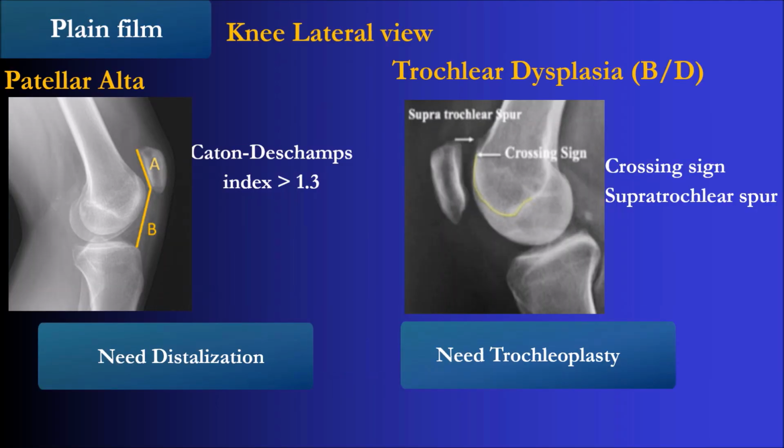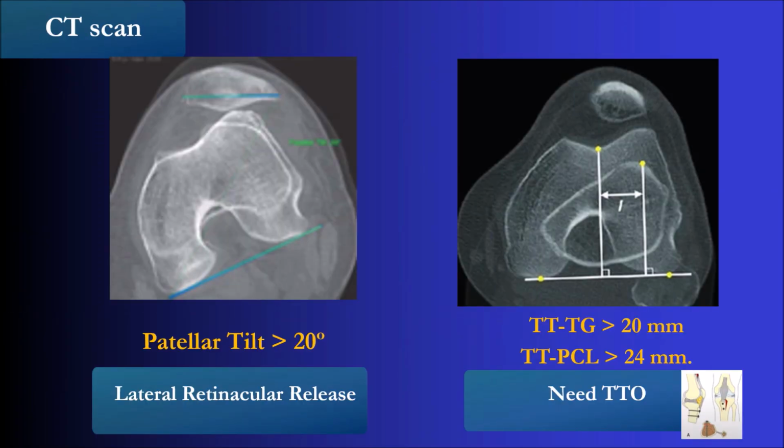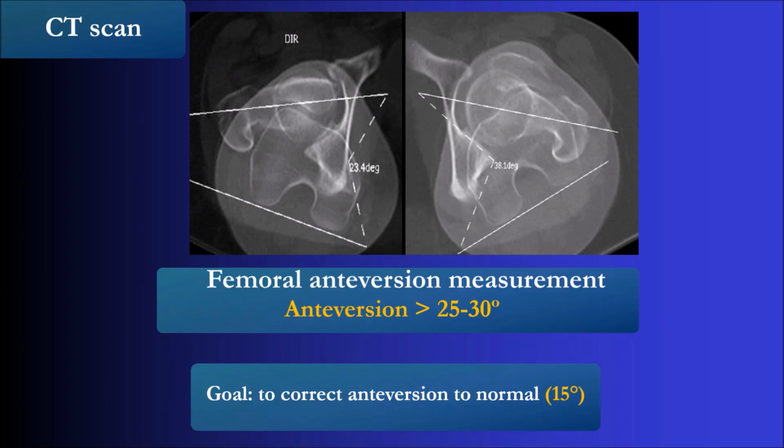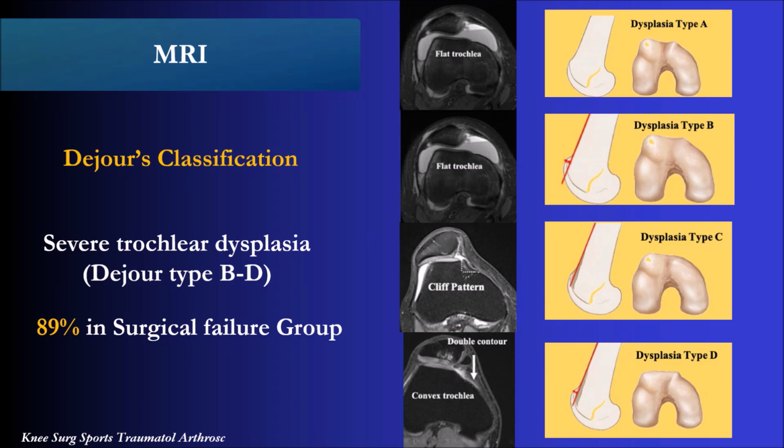Yeah. X-ray, Andre already told you, right? You need to remember everything, and you need to make a good measurement. Caton-Deschamps is standard, more than 1.3, and if you have trochlear dysplasia type B or type D, you need to do the trochleoplasty. CT scan, okay, look at the lateral tilt, more than 20, or the TT-TG more than 20, then you need to correct the bone also. Yeah, this is the CT scan of the hip, anteversion more than 25 to 30. So these numbers you need to remember before you jump to do the soft tissue surgery.